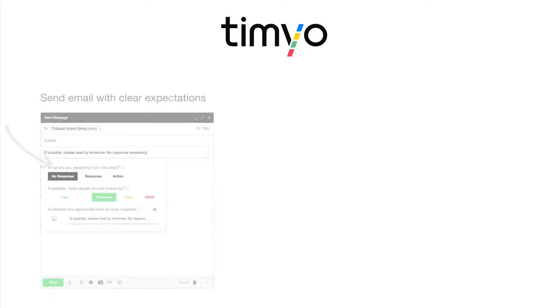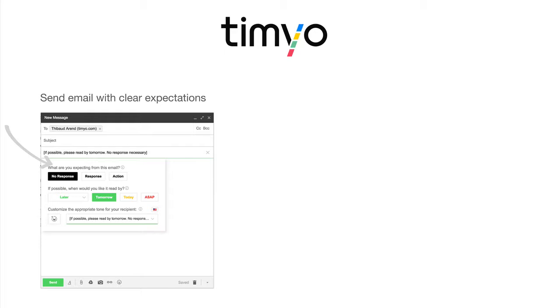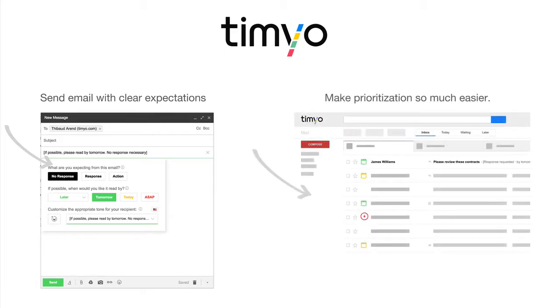I'm going to show you how to send emails with clear expectations in less than a few seconds. So why do this? First, so that your recipients know exactly the type of response, if any, you're expecting. And two, so that you make their lives easier by helping them prioritize what needs to get done and when.